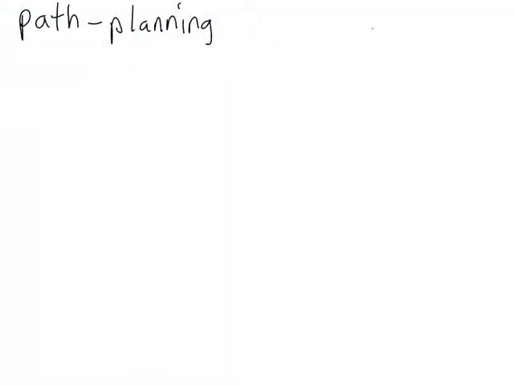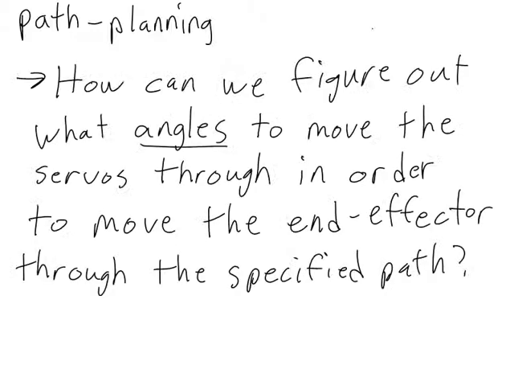The path planning problem is difficult for the same reason that the positioning problem that we learned about in Robotics 1 was difficult. And that is that we have to answer this particular question: how can we figure out what angles to move the servos through in order to move the end effector through the specified path? Note that if our manipulator is a Cartesian manipulator, that is, all three of the joints are prismatic, this problem is much easier.